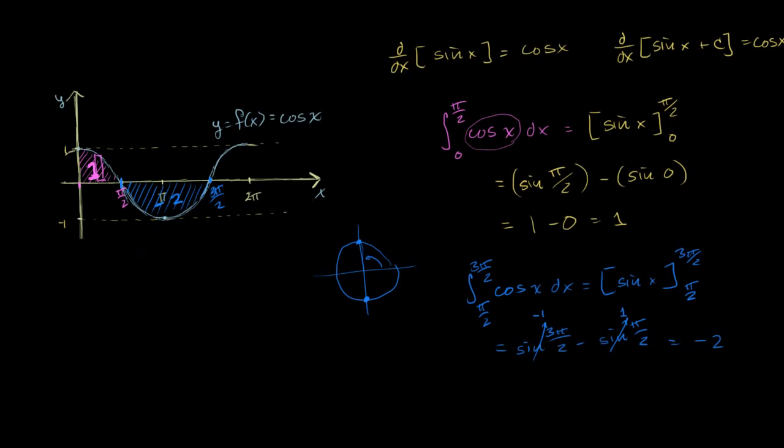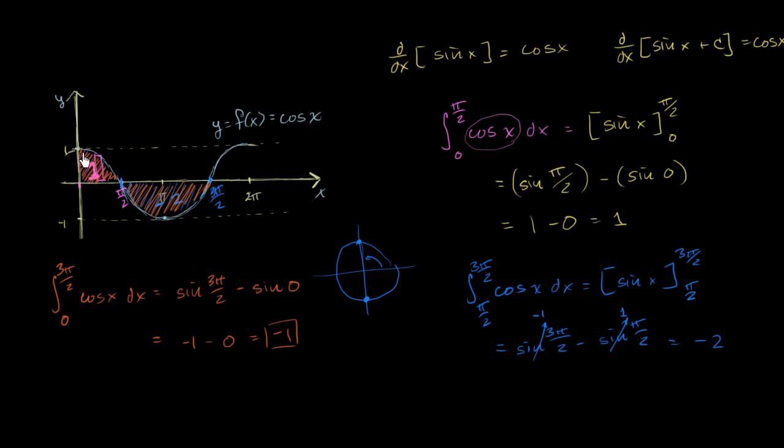Now let's do one more interesting one. Let's find the definite integral from 0 to 3 pi over 2 of cosine of x dx. Now, this is just denoting this entire area going from 0 all the way to 3 pi over 2. And what do you think is going to happen? Well, let's evaluate it. It's going to be sine of 3 pi over 2 minus sine of 0, which is equal to negative 1 minus 0, which is equal to negative 1. So what just happened here?